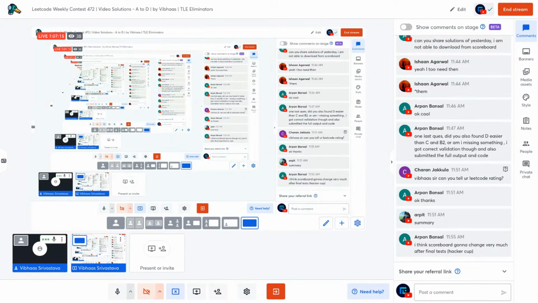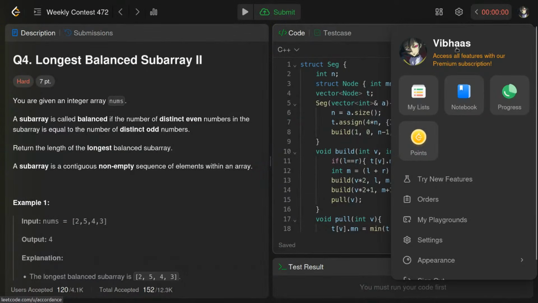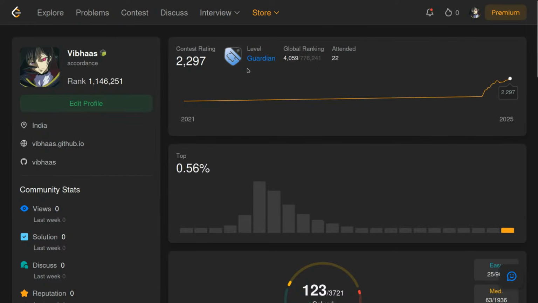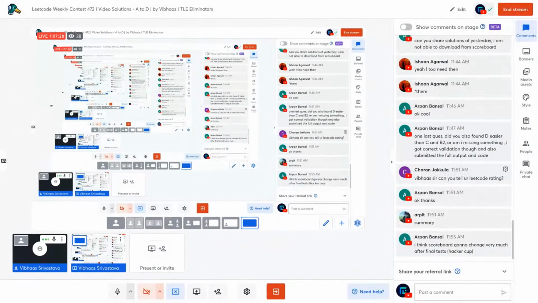Can I tell my LeetCode rating? I have not done much LeetCode actually, so I'm not sure if it reflects my true rating, but I think my current rating is like 2300, right? But yeah, I've not done that much LeetCode. I think if I do more contests, it should probably increase. But yeah, that's my current rating.